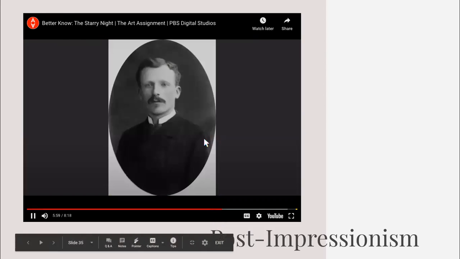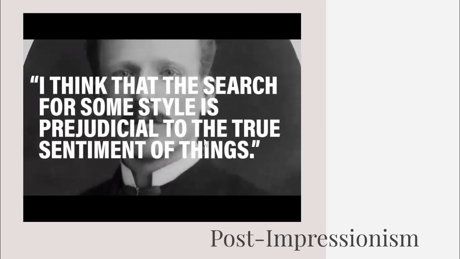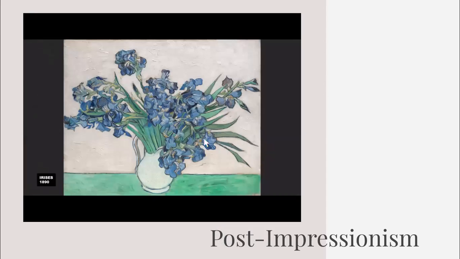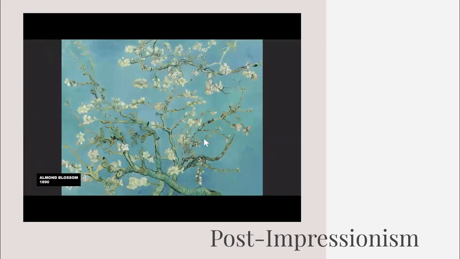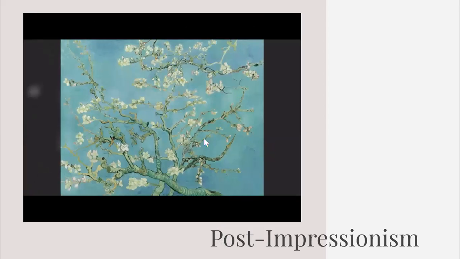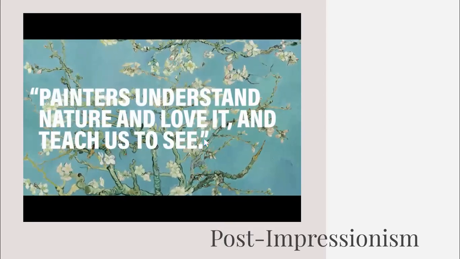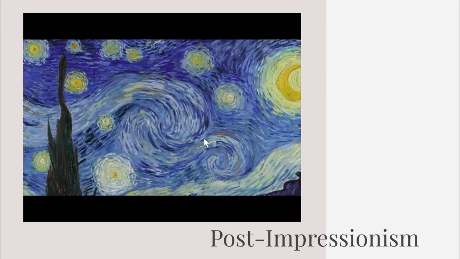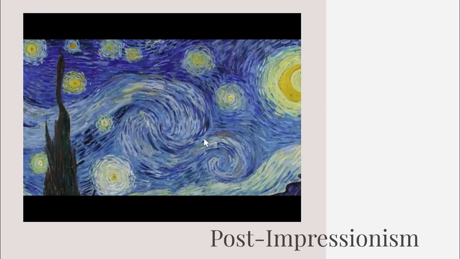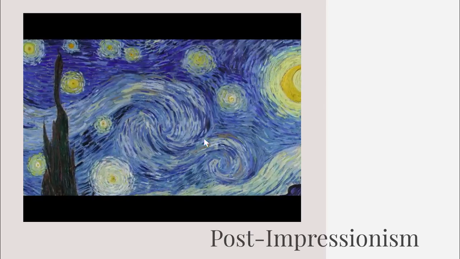Theo didn't love the piece and wrote, "I think that the search for some style is prejudicial to the true sentiment of things." But it's style that Vincent was desperately seeking, which he had committed to discovering for himself. Back in 1874, he wrote to his brother, "Painters understand nature and love it, and teach us to see." With Starry Night, Van Gogh does just that. He teaches us to see the sky, not as it looks, but perhaps as it feels.